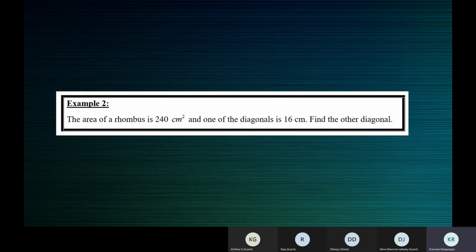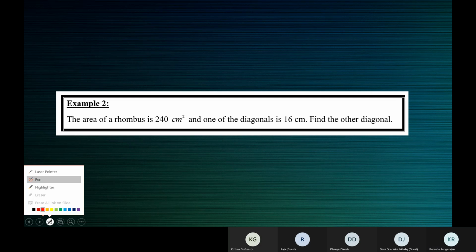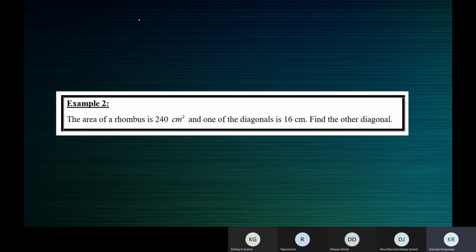So see here, the area of a rhombus is 240 centimeters square, and one of the diagonals is 16 centimeters. Find the other diagonal. How do we do this? What is given? The area of the rhombus is 240 centimeters square. Now, what are the two formulae we have to find the area of a rhombus? Yeah? Half d1 into d2, ma'am.